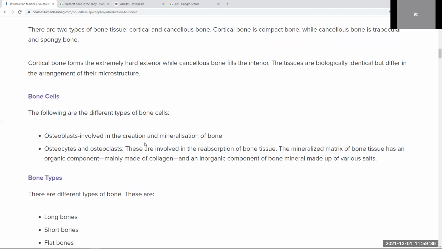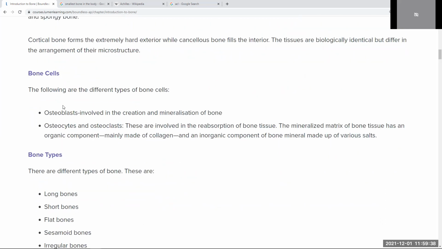Let's go forward. So the bone cells, very important to note: the osteoblasts, osteocytes, and osteoclasts. The osteoblasts are involved in the creation, and the osteoclasts are involved in the reabsorption. Blast, creation; class, reabsorption. How would we remember these? Because this is something people forget very easily. Anybody? How would we remember blast, creation, class, reabsorption?